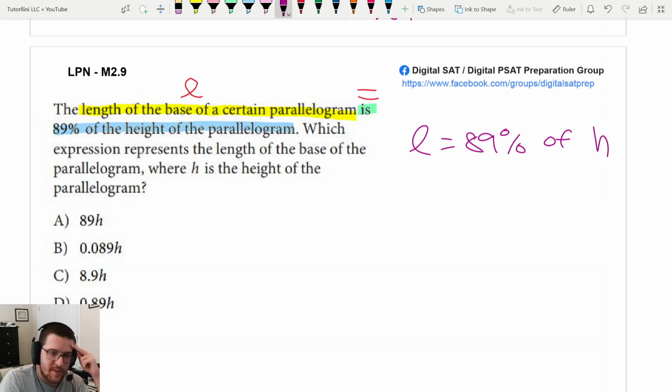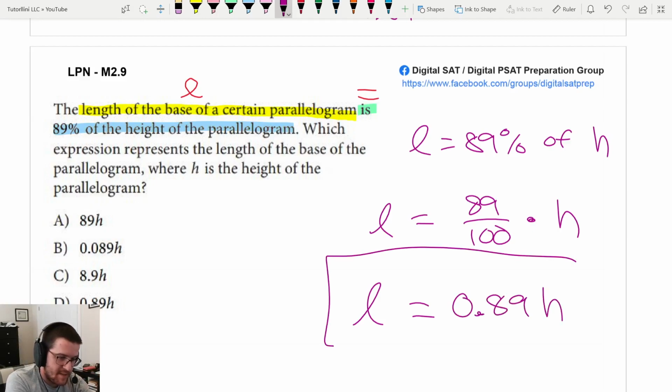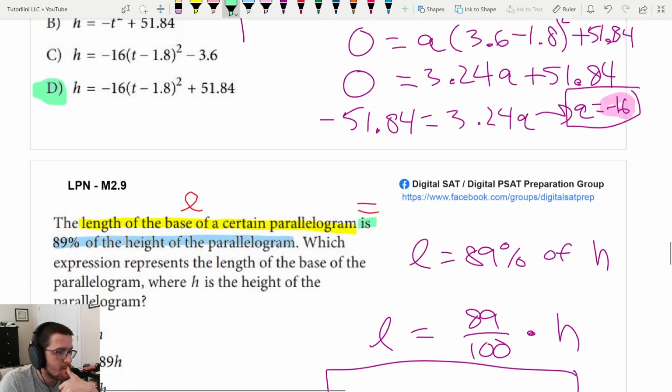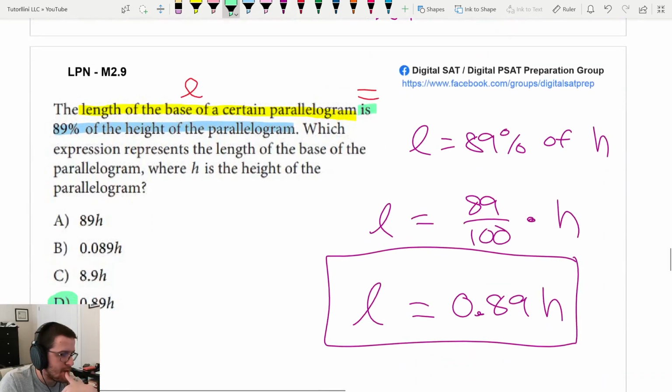And remember what we talked about earlier. We divide the percent by 100, and we change the of to multiplication. 89 divided by 100 should give you 0.89. So it's just 0.89 times h. That is it. Good.